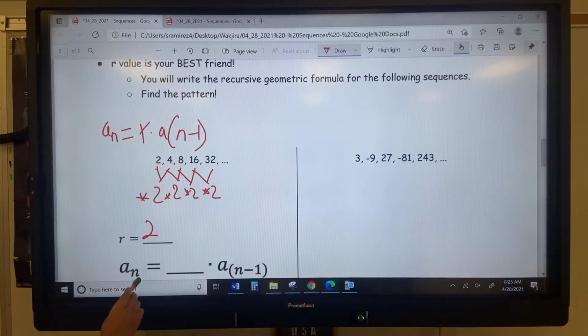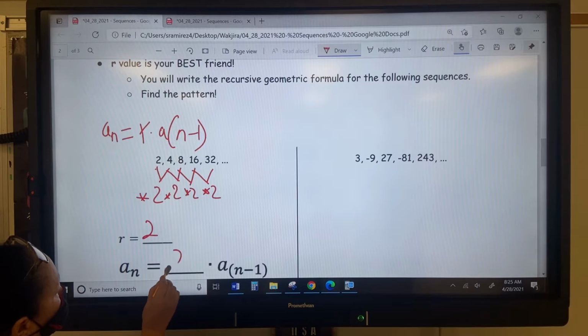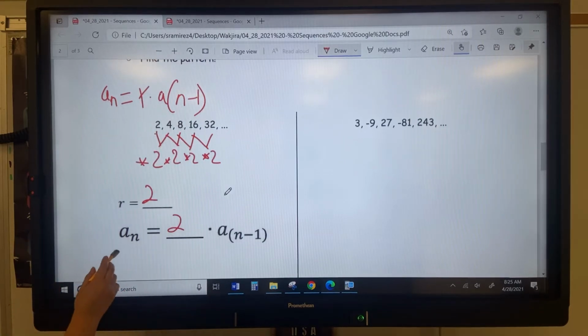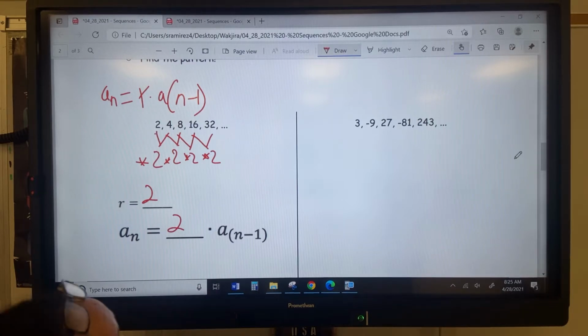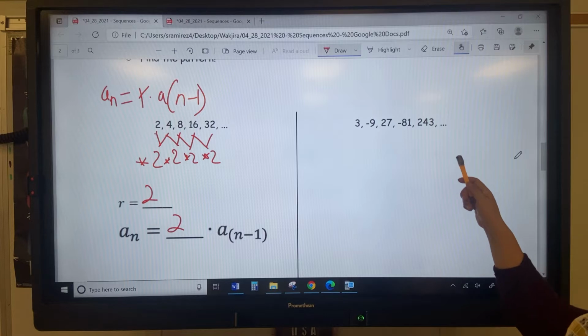So what goes in here now? This is the formula. We are missing R. Okay, since we already found R, we have to put R in here. That is 2. So we are done with this one, so you get the formula. So I want you to pause your video to try this one.